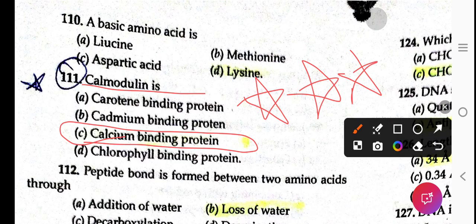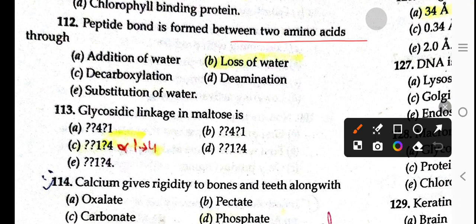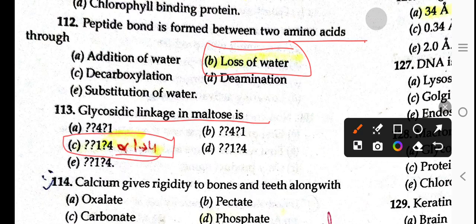Next, a peptide bond is formed between two amino acids through loss of water. So whenever there is formation of a peptide bond, an H2O molecule is given out. Next, the glycosidic linkage in maltose. So maltose is formed by the glycosidic linkage alpha 1,4. Option C is the right answer.